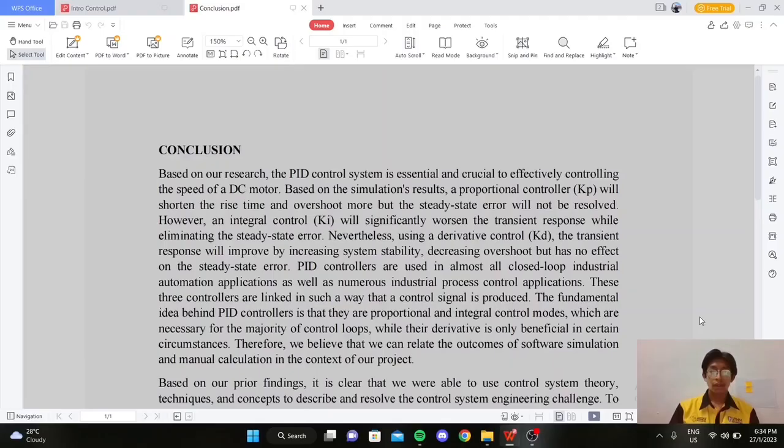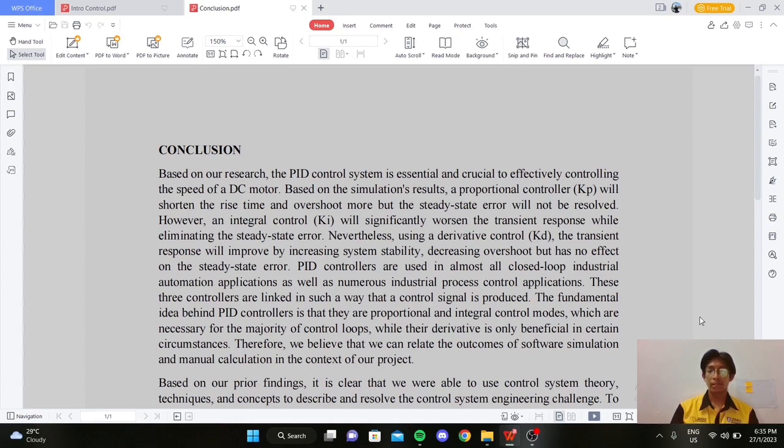Thank you, doctor. As for conclusion, based on our research, the PID control system is essential and crucial to effectively controlling the speed of a DC motor. Based on the simulation results, a proportional controller KP will shorten the rise time and overshoot more, but the steady state error will not be resolved. However, an integral control KI will significantly worsen the transient response while eliminating the steady state error. Nevertheless, using a derivative control KD, the transient response will improve by increasing system stability and decreasing overshoot, but has no effect on the steady state error.